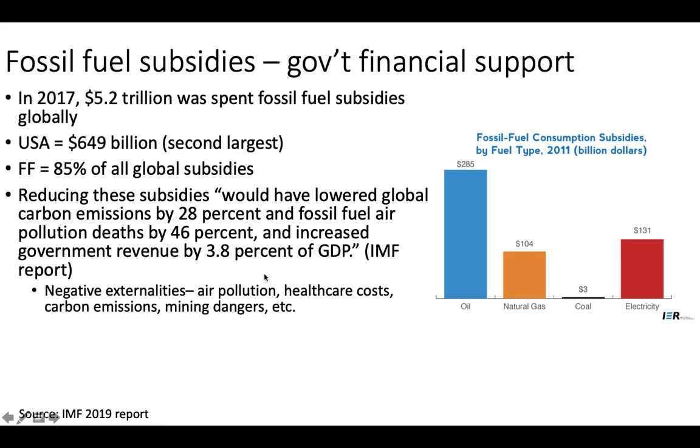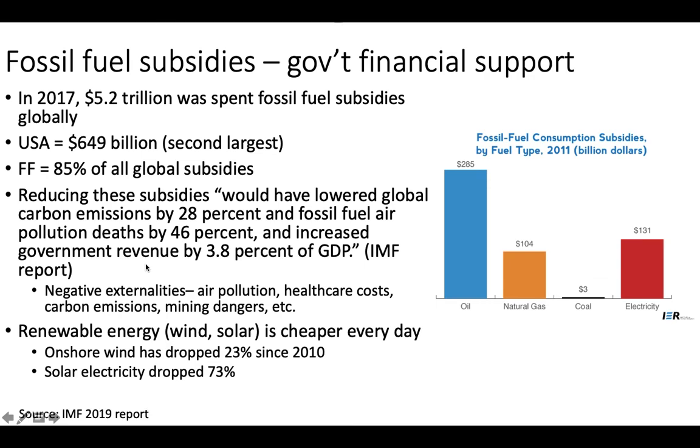So reducing these subsidies would have lowered carbon emissions by 28% and fossil fuel air pollution deaths by 46% and increased the GDP, economic revenue of these countries by 3.8%. And the reason for that is because there are all these negative externalities related to fossil fuels: air pollution, healthcare costs, carbon emissions, the dangers of mining, etc. So removing these subsidies will reduce the incentive to use fossil fuels, and it will help reduce all of these issues and make the country a better place.